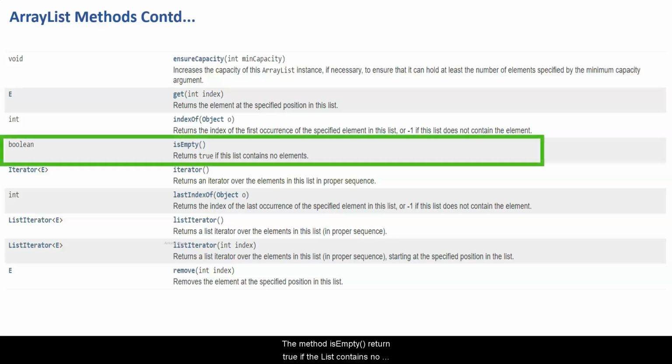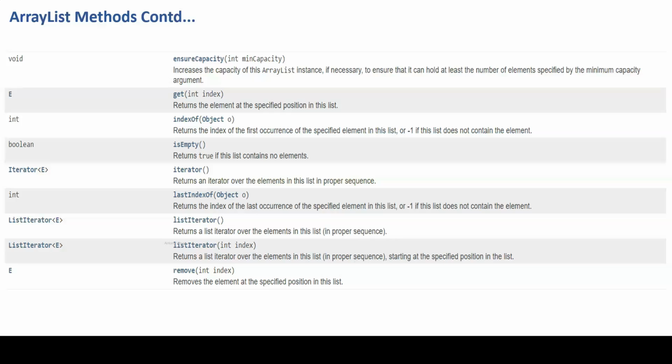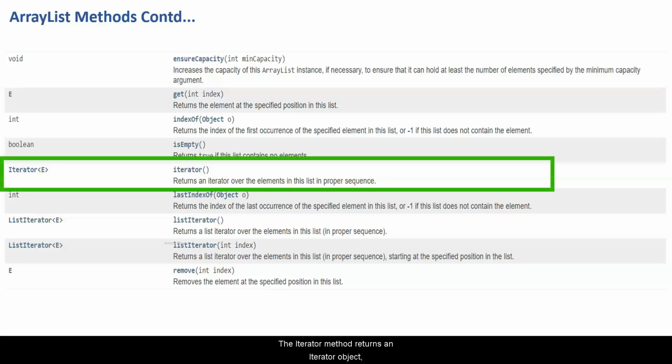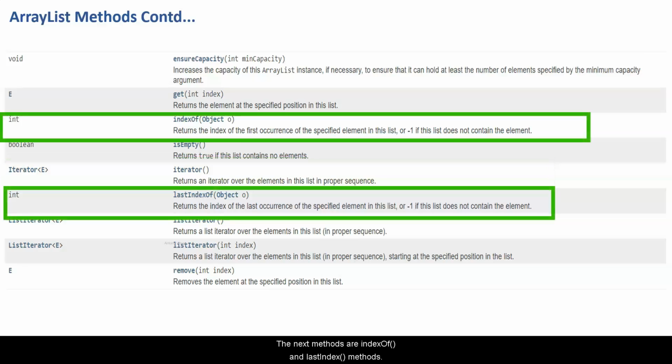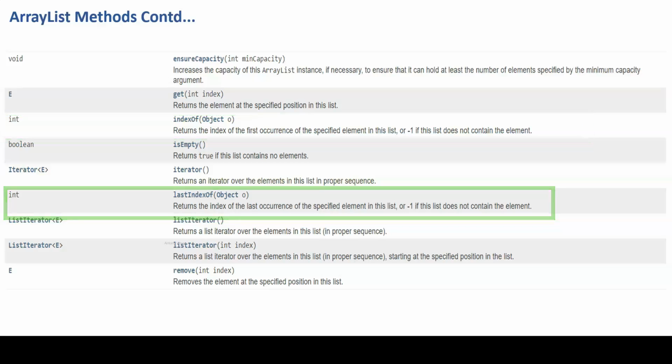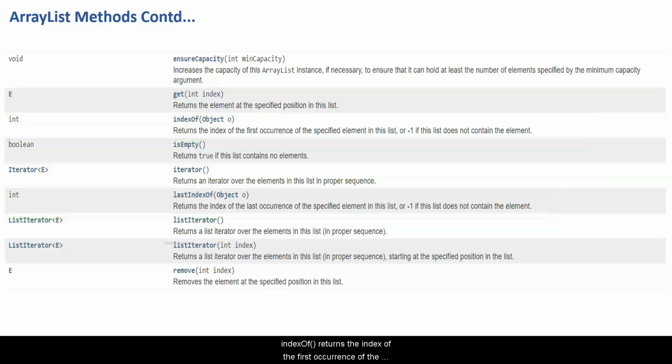The method isEmpty returns true if the list contains no elements, else false. The iterator method returns an iterator object. This is useful to iterate over the list. The next methods are indexOf and lastIndexOf. indexOf returns the index of the first occurrence of the specified element, and lastIndexOf returns the index of the last occurrence of the specified element in the list. Both of them return -1 if the list does not contain the specified element.